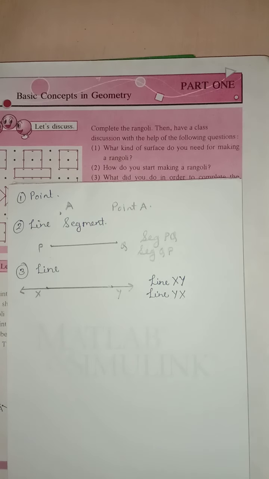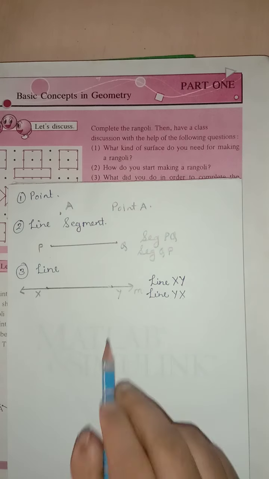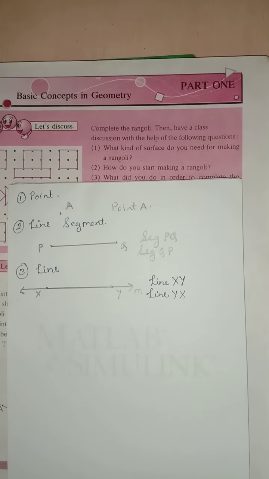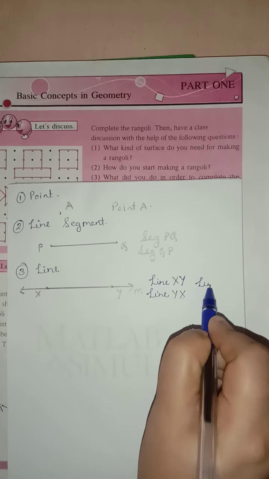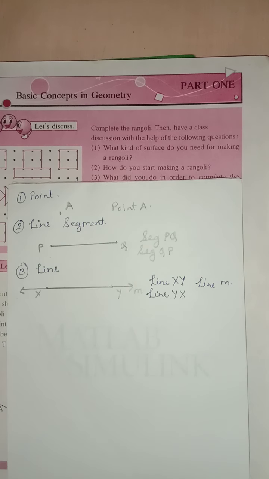Okay. But a line can also be named with a small letter. Then you can write it here, yes, or here, anywhere. Now I have written it in a small letter. So what will be the line's name? Line m. But write m smaller because it is 1 letter. Yeah. Now the next concept we'll study, that is ray.